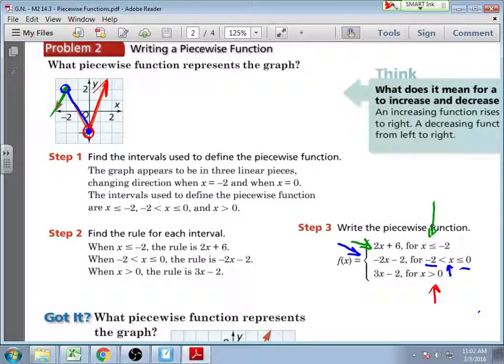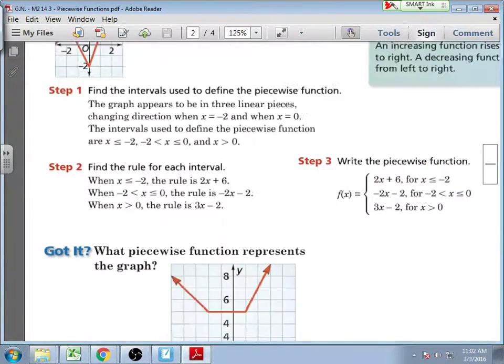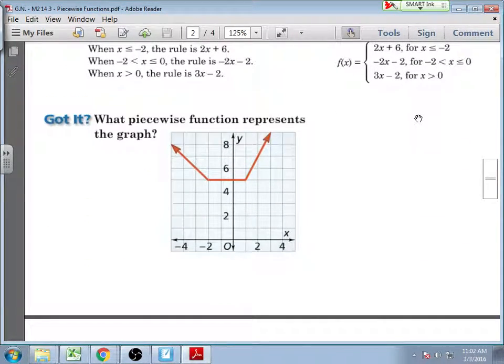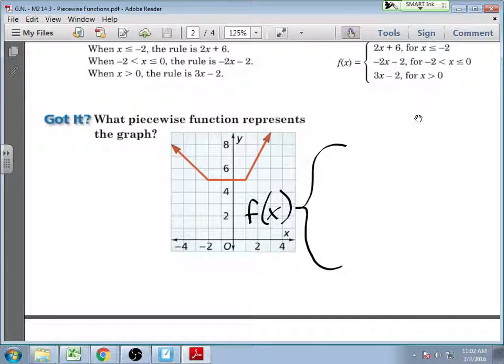Questions? How we determine what the graph is. How we make the function. Try the got it. So again, we have 3 functions. So we would start by writing f of x, because they're going to combine to make one function. I'm going to scoot this over so I have space.